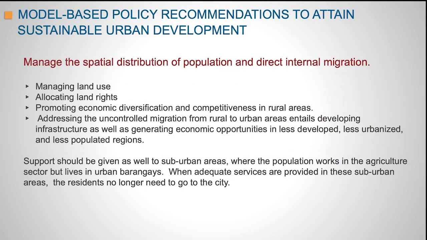The possible strategies for managing the spatial distribution of population and directing internal migration are the following: managing land use, allocating land rights, promoting economic diversification and competitiveness in rural areas. Addressing the uncontrolled migration from rural to urban areas entails developing infrastructure as well as generating economic opportunities in less developed, less urbanized, and less populated regions.